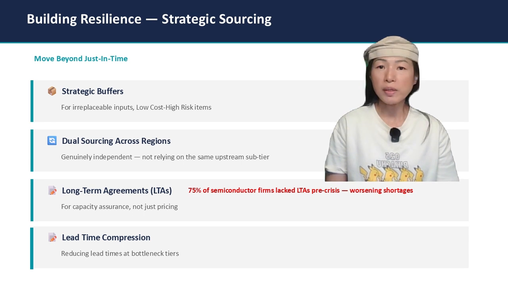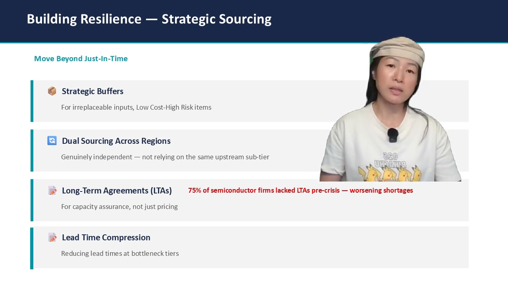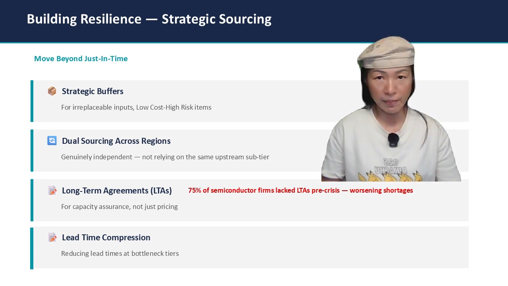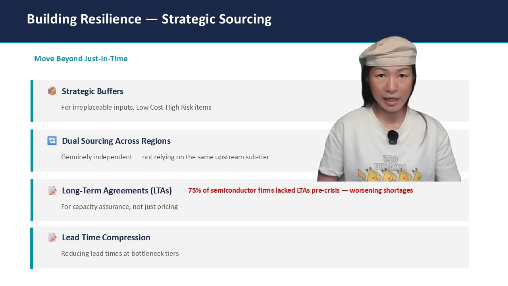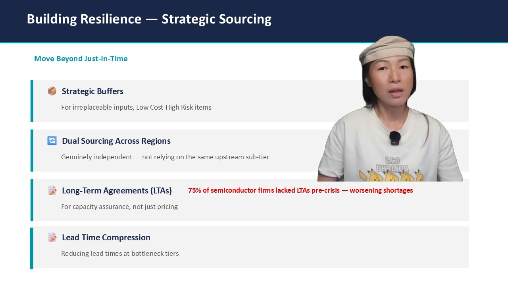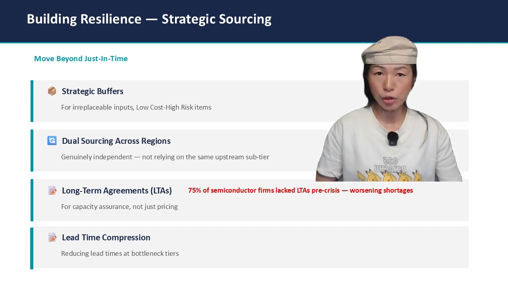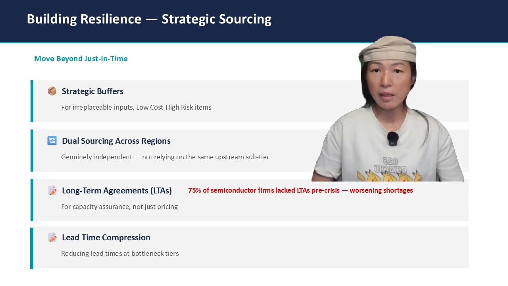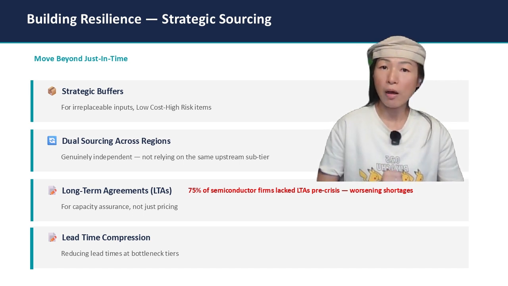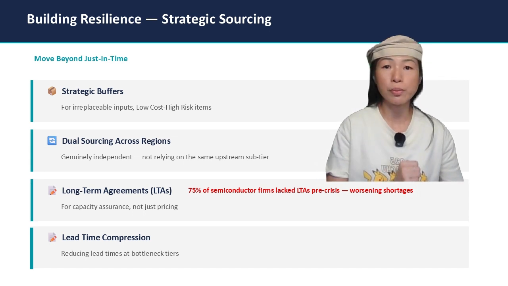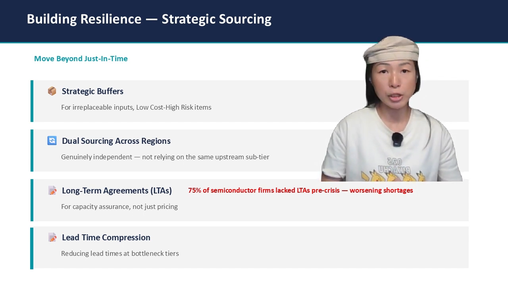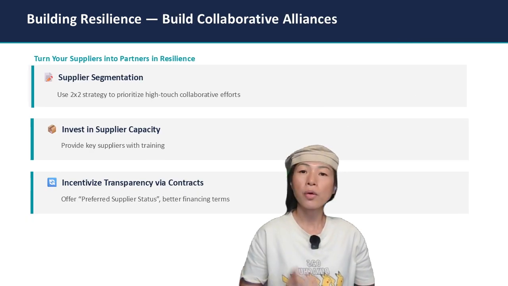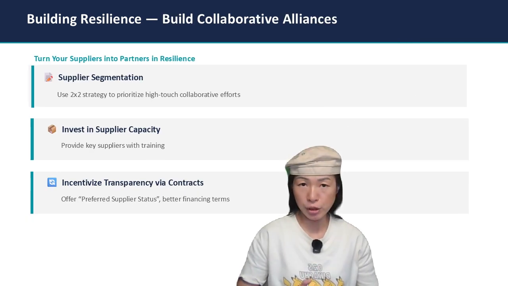Second, dual sourcing that is genuinely independent. You must verify that your second source does not rely on the same upstream Tier 3 supplier. Otherwise, your diversification is useless. Third, long-term agreements for capacity assurance, not just pricing. Lastly, reducing lead times at bottleneck tiers can provide an order of magnitude improvement in the bullwhip effect and overall supply chain stability.